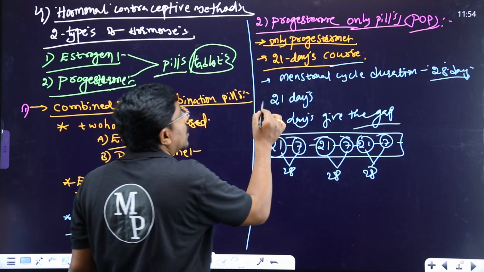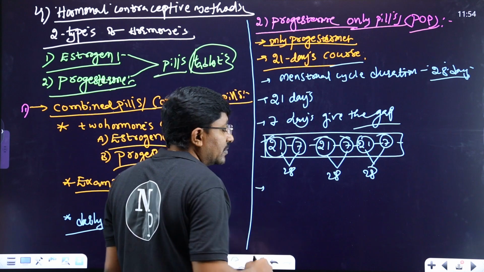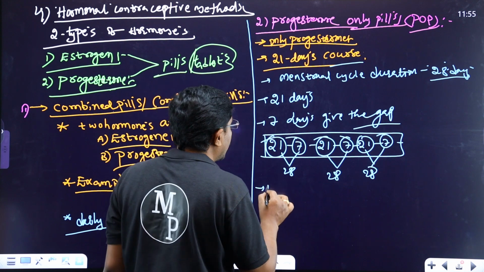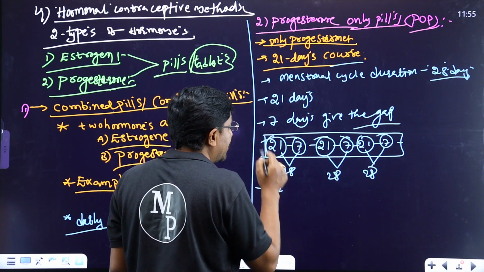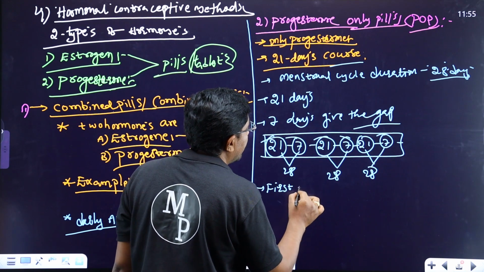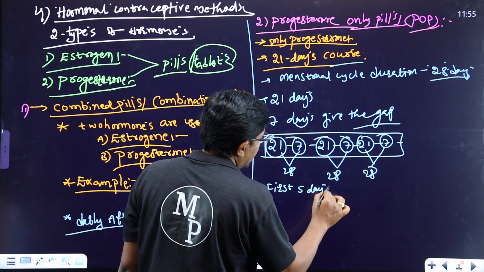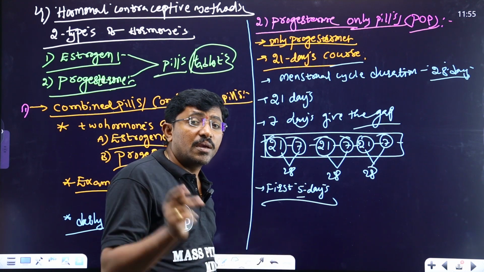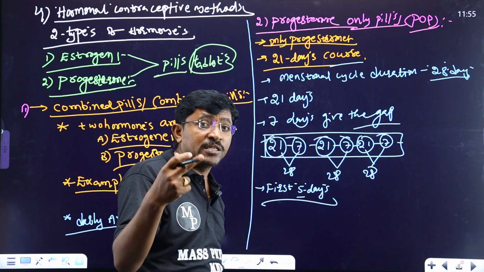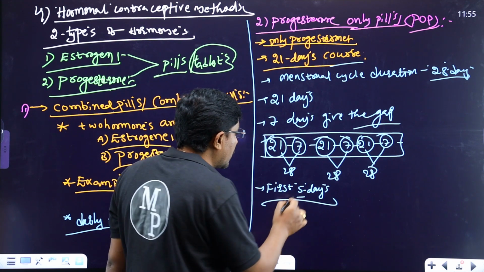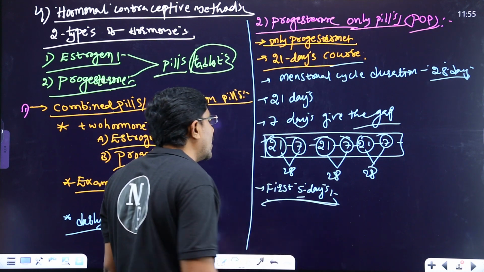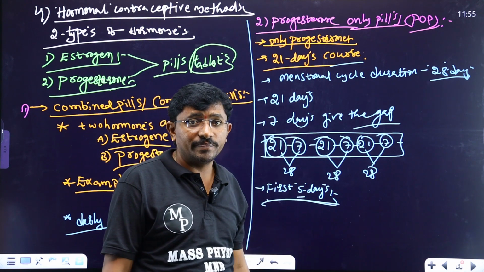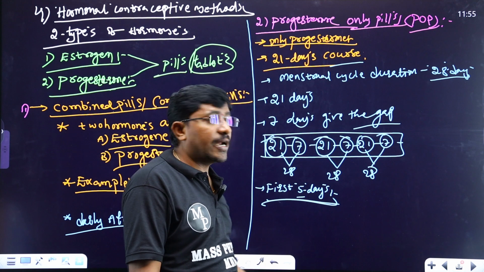See, this 21-day course should preferably start within the first 5 days of the menstrual cycle. Which phase is there in the first 5 days of the menstrual cycle? The first 5 days are the menstrual phase, or menses phase, where blood appears from the vaginal orifice. It is best to start the course in these first 5 days. We give this as the preferable time.